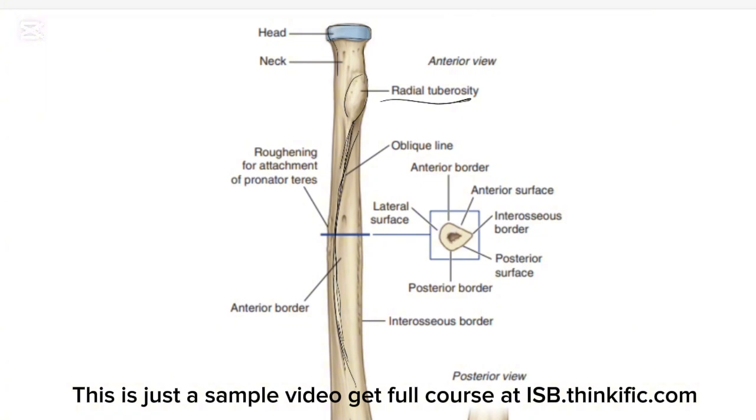This is the anterior border of the radius, that's the anterior surface, that's the interosseous border, this is the posterior border, posterior surface, and then the lateral surface is somewhat curved like that. Just lateral to the oblique line here, there is a roughening in the middle section of the bone for the attachment of the pronator teres muscle, as we will see, right?